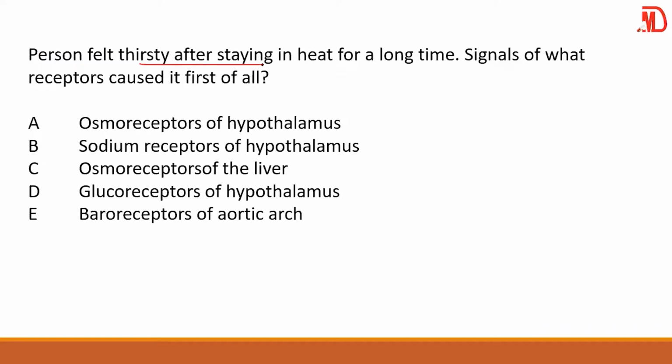A person felt thirsty after staying in the heat for a long time. Signals of what receptors caused it? When you stay in heat for a very long time, you begin to feel thirsty, because fluid gets lost out of your body. The receptors that are able to identify this, we call them osmoreceptors. They detect the osmolarity of the body, and they are found in the hypothalamus. So over here, we are talking about osmoreceptors of the hypothalamus.